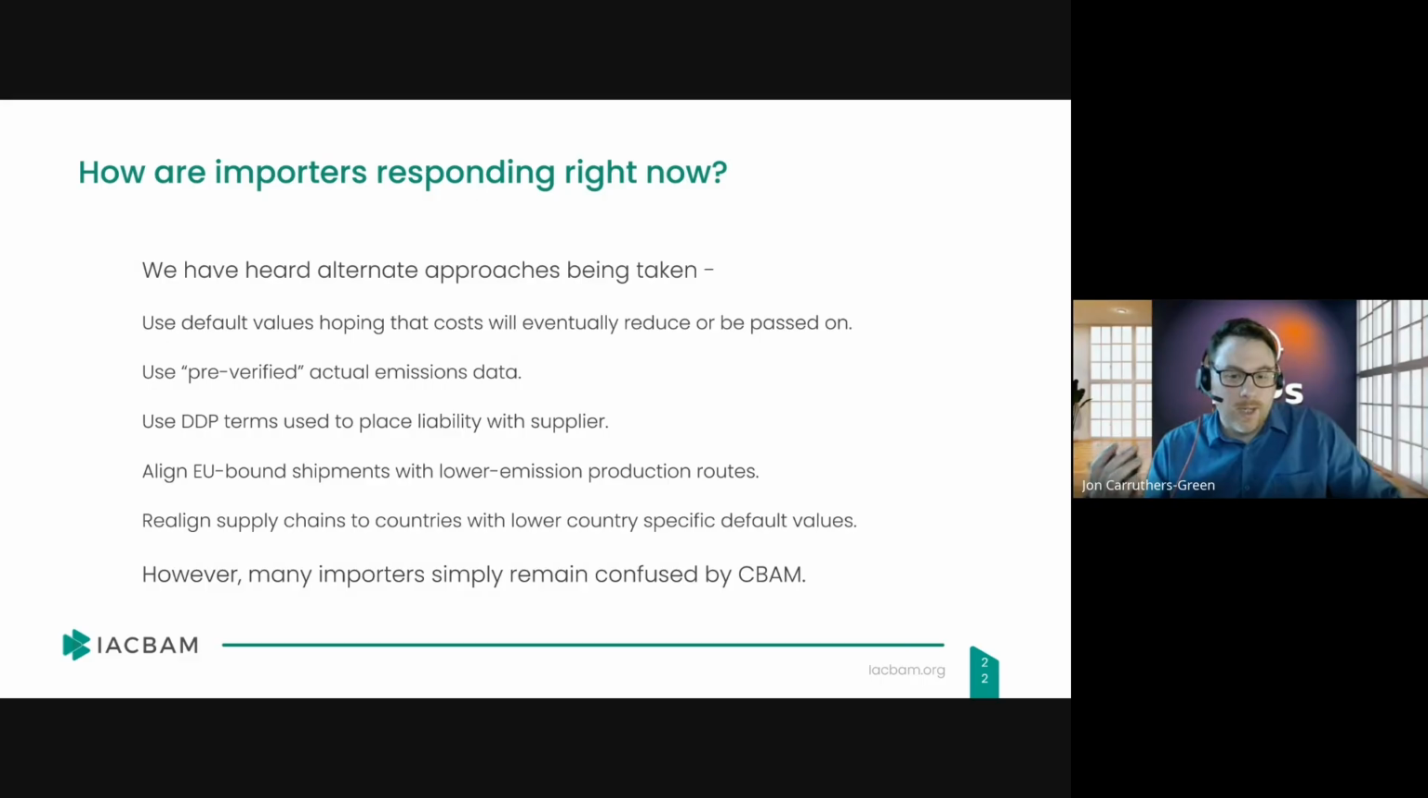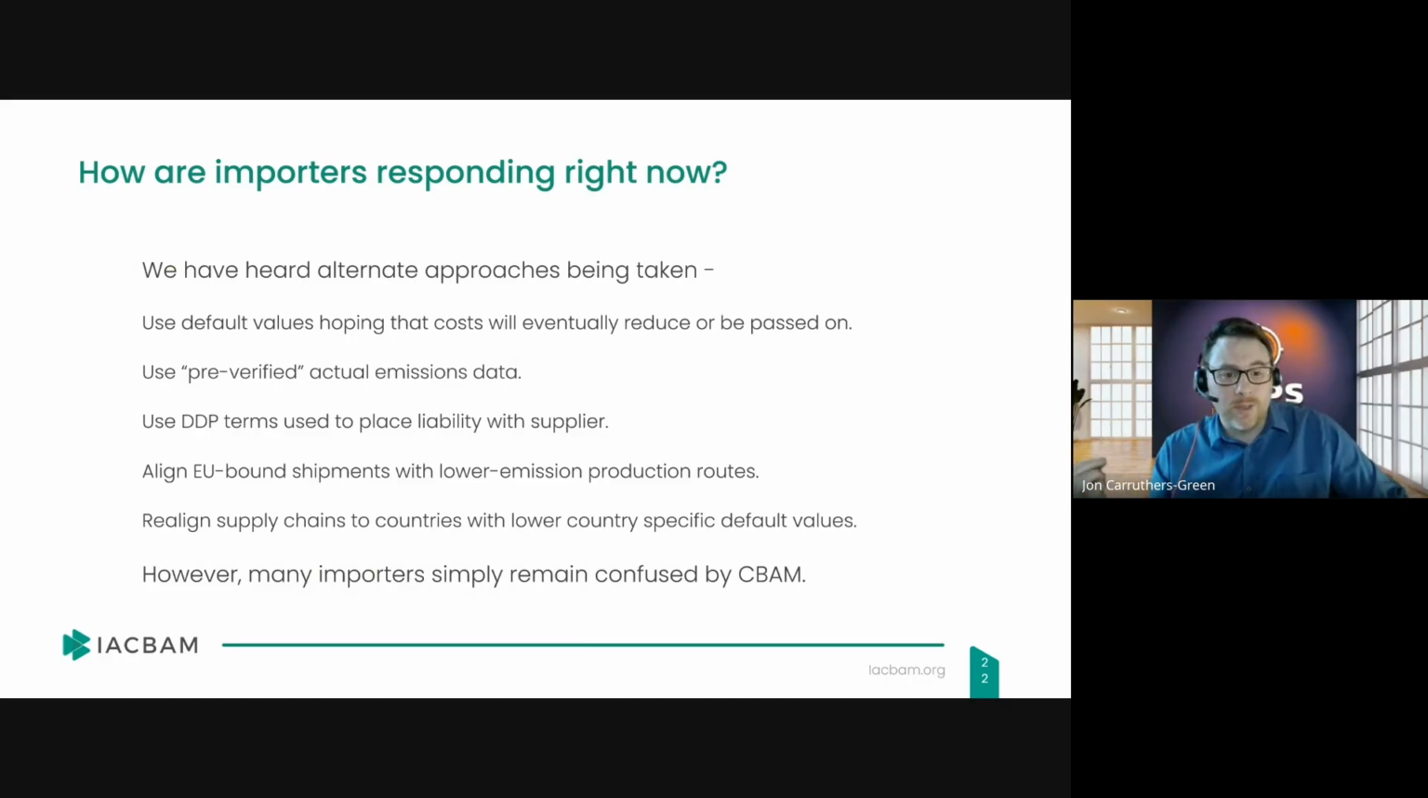Now, I think this is really more the traders, I think, that are taking this approach. But with these extra costs being added, then it may be something that can be done.